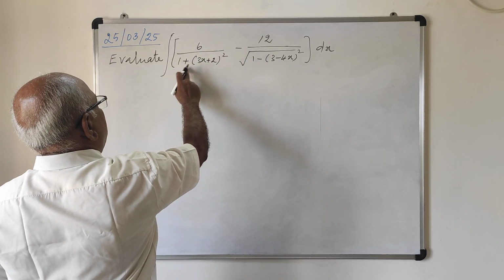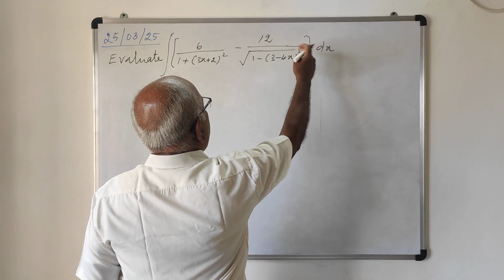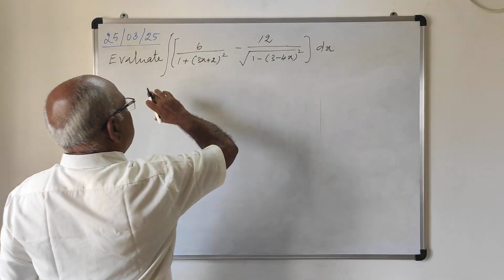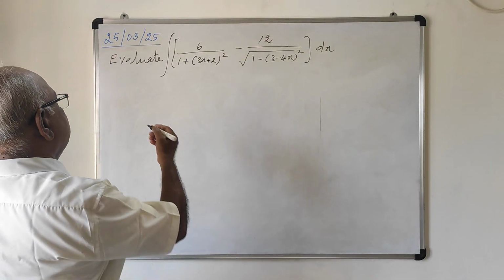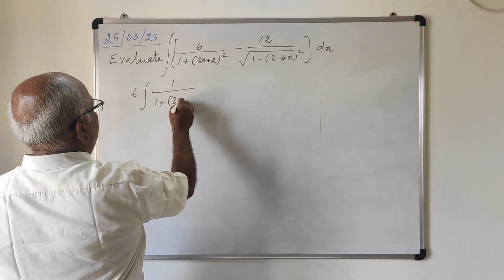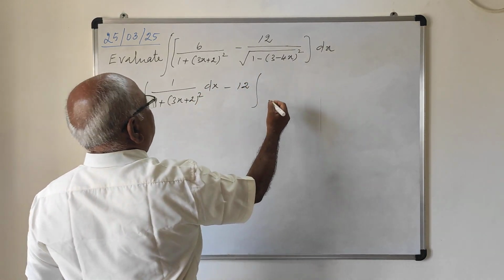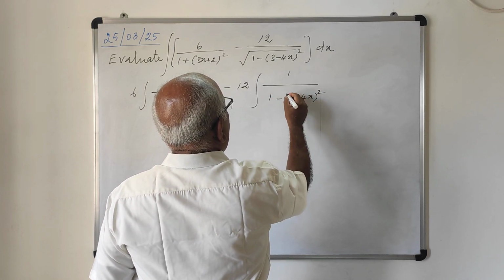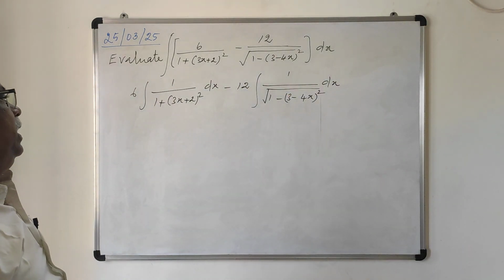Integrate 6 by 1 plus 3x plus 2 the whole square minus 12 by root of 1 minus 3 minus 4x whole square dx. Two expressions are there. In this problem, we have two expressions, therefore we split this integral into two integrals. You can take 6 outside of the integral, 1 by 1 plus 3x plus 2 whole square dx, minus you can take 12 outside the integral, 1 by square root of 1 minus 3 minus 4x whole square dx.